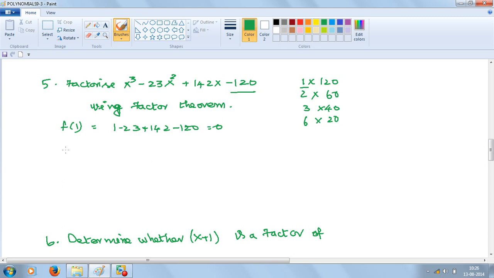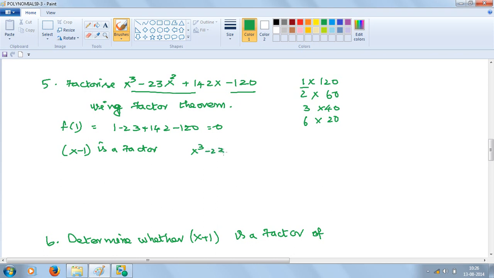F of 1 means x minus 1 is a factor. So we have to find the other factors. So if we find the one factor, we can divide the main polynomial and find out what is the remainder. So there are several methods of division. We will adopt a simple division. I hope this will be useful to you also.